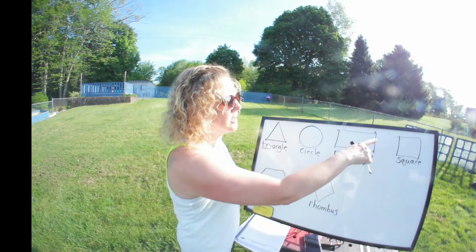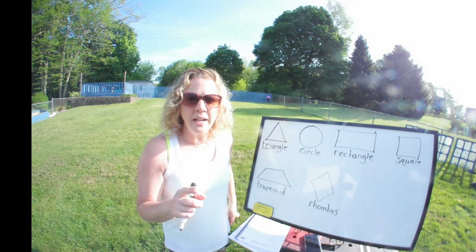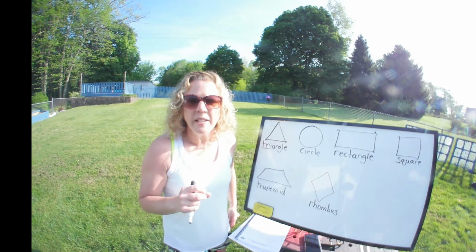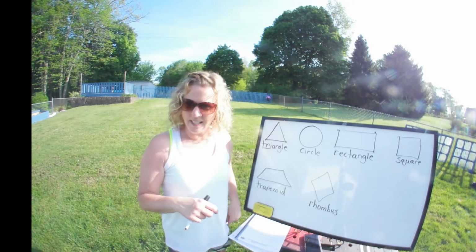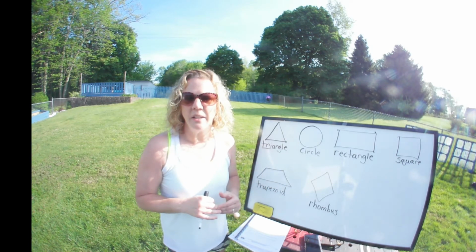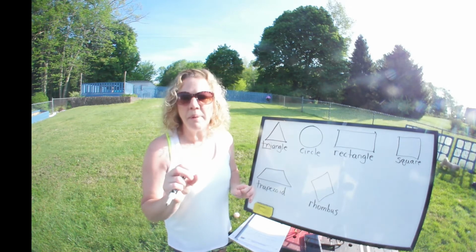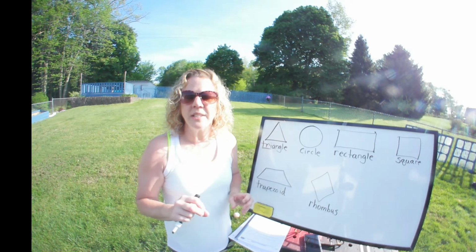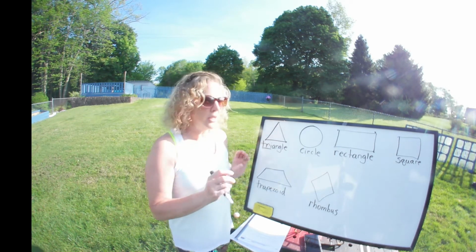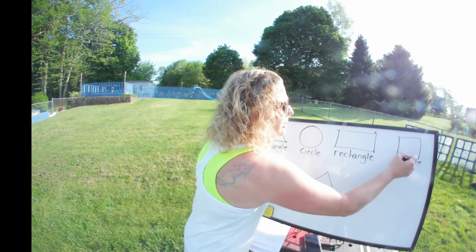Now, if we take a look at the square, I've got to tell you a little secret about the square. The square is actually a special kind of rectangle. Isn't that strange? I didn't know that. It's a special kind of rectangle. It's just shorter, right? But here's the little tip about the square. All the sides are the same length. All of them. And again, 4 sides, 4 corners.